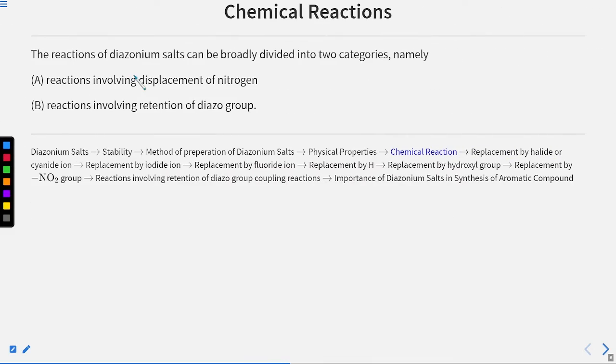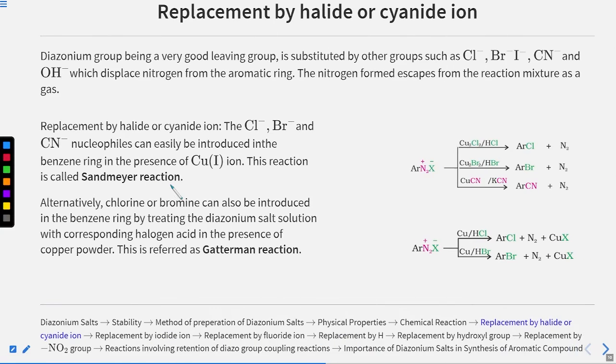Next, I will see some of the chemical reactions. These chemical reactions are very important. They are asked to and fro in the examination by replacing different groups. So there can be reactions involving displacement of nitrogen and also retention of the diazo group. So two are possible. We will see those reactions.